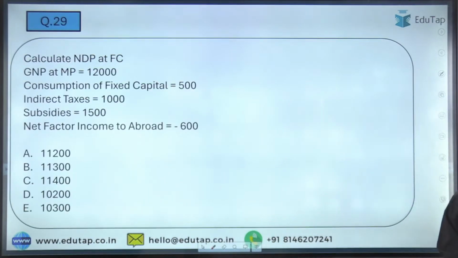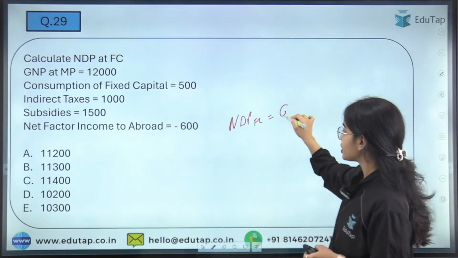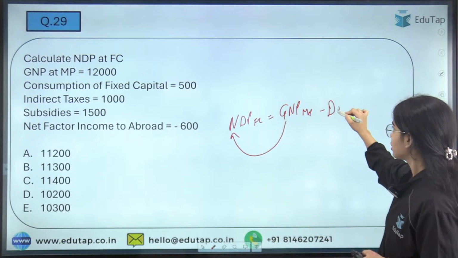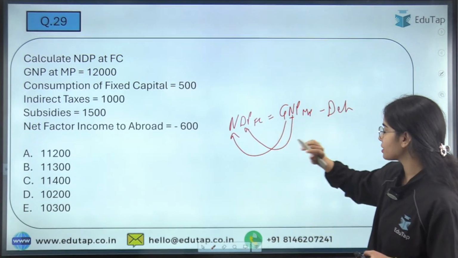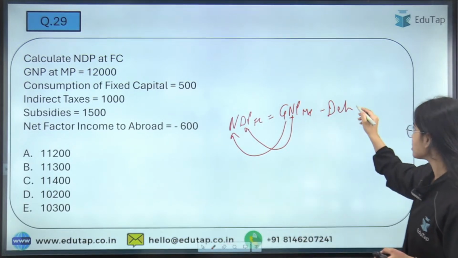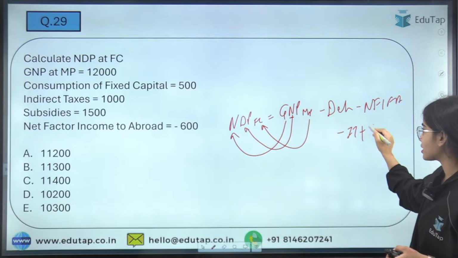Coming to the next question, now try to answer this question. So here NDP at FC, from the GNP at MP, from the gross to net minus depreciation, from the national to domestic plus minus the net factor income from abroad, market price to factor cost, deduct the indirect taxes and add the subsidies.